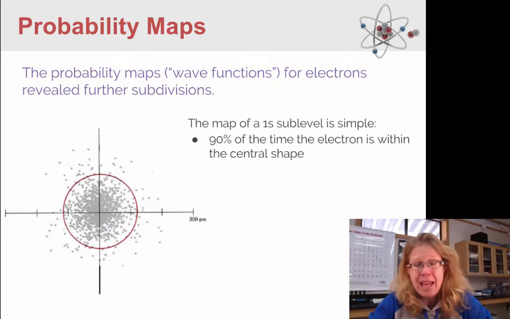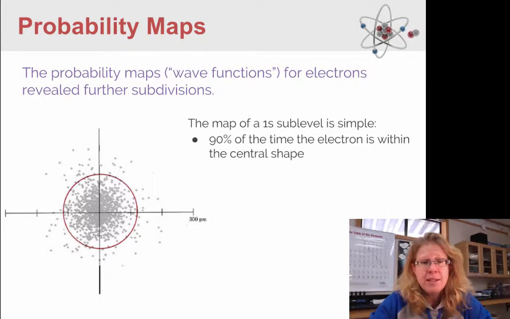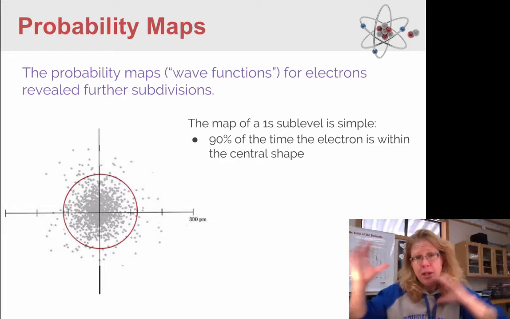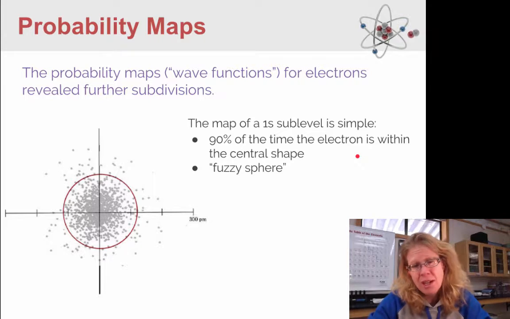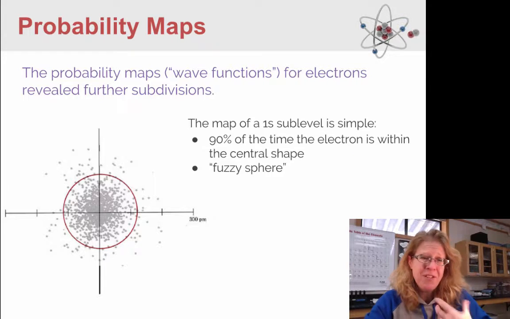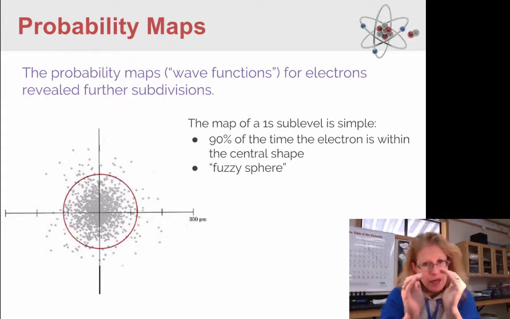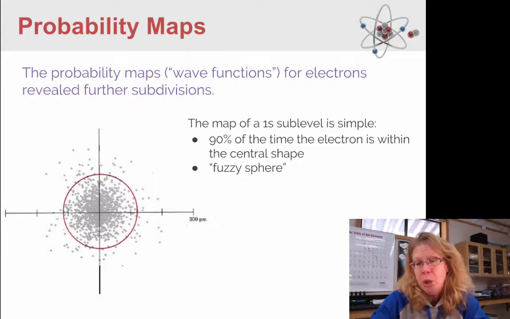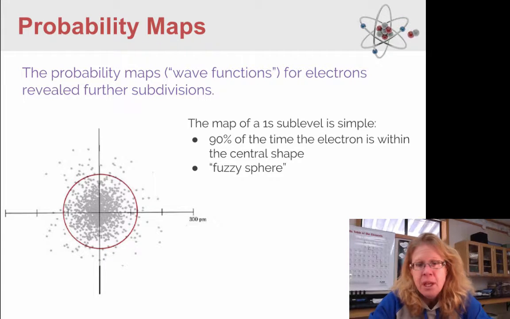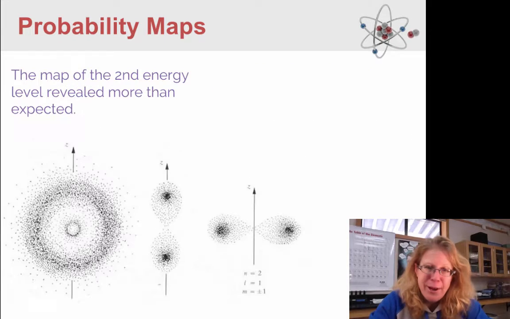Most of the electrons, about 90% of the time, are located in this central part, although occasionally they can find themselves in crazy locations, just depending on chance. So that 90% chance space right there, we call it a fuzzy sphere. It's not a hard shell, it's not a true circle, and we call it fuzzy because they can sometimes be inside, sometimes outside, so the edges are kind of blurry. When we get into the bigger energy levels, however, things start to get a little bit ugly.